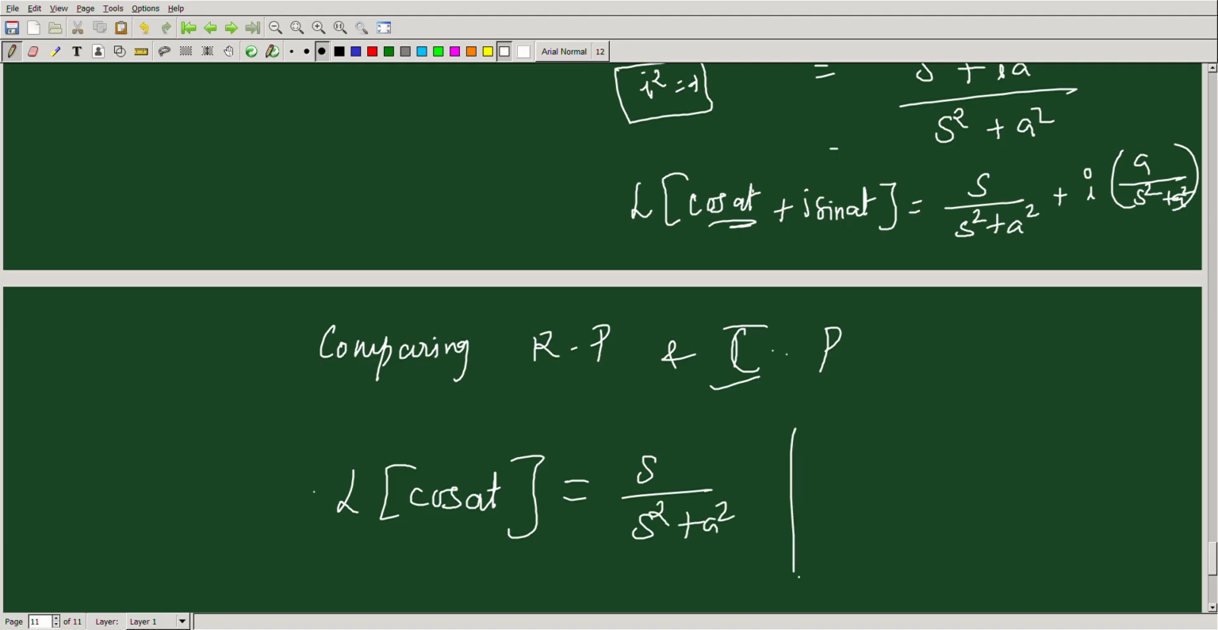Now this is the formula. Similarly the imaginary part is the coefficient of i. So Laplace transform of sin at is equal to that coefficient, which is a by s square plus a square. Now understood the formula. Laplace transform of cos at is s by s square plus a square. Laplace transform of sin at is a by s square plus a square.